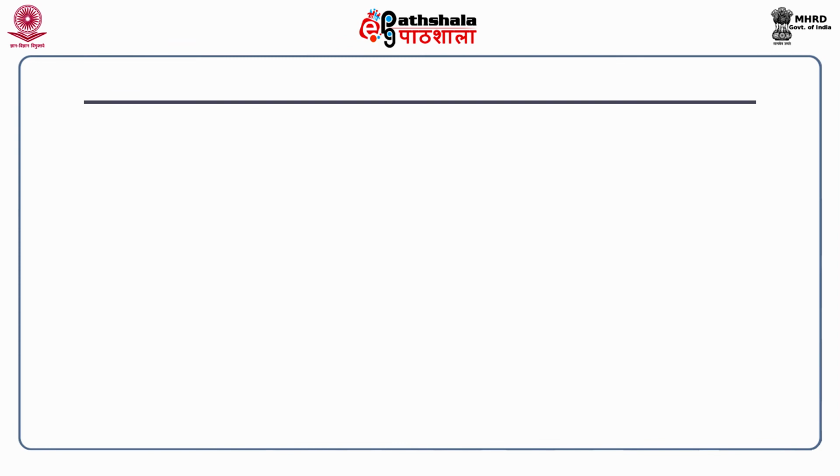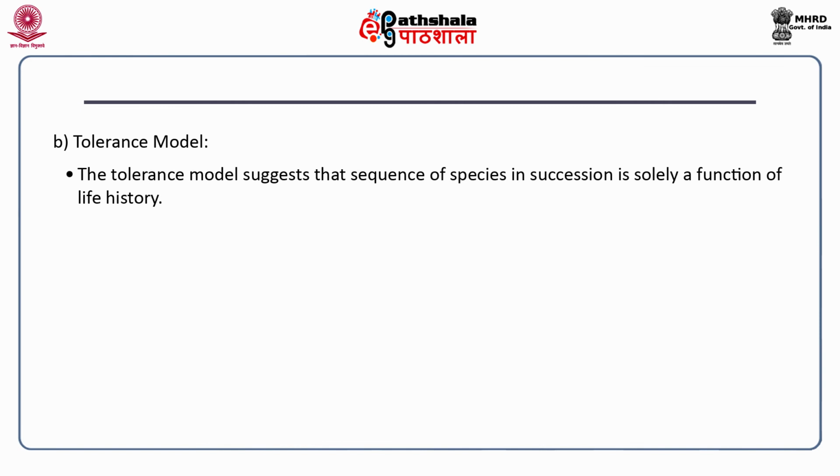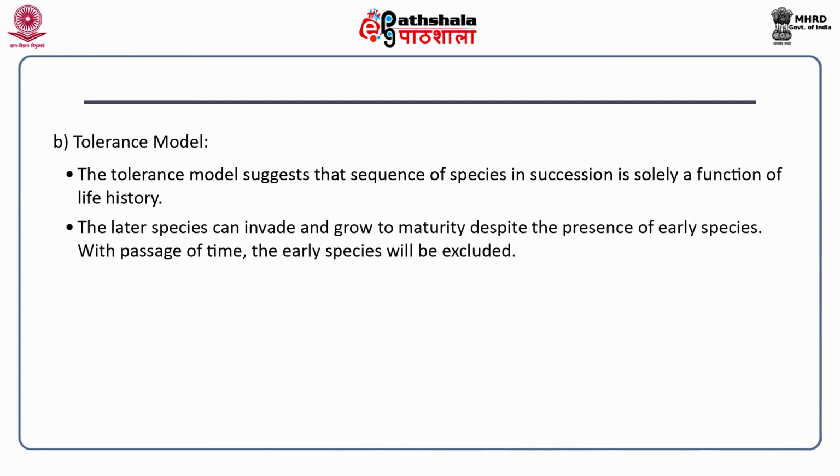The second model proposed by them was the tolerance model. The tolerance model suggests that the sequence of species in succession is solely a function of life history. The later species can invade and grow to maturity despite the presence of early species. With passage of time, the early species will be excluded.